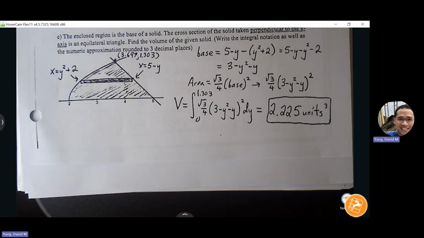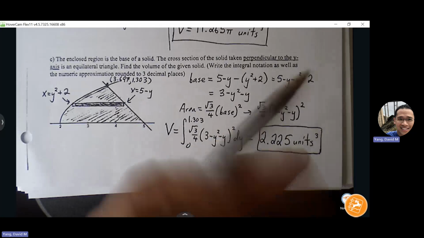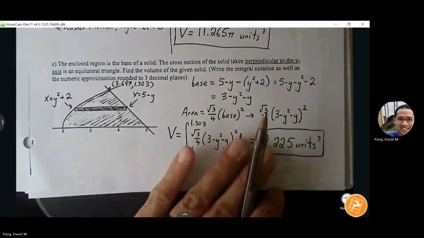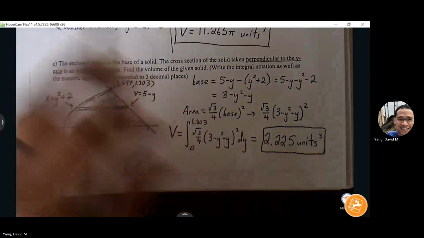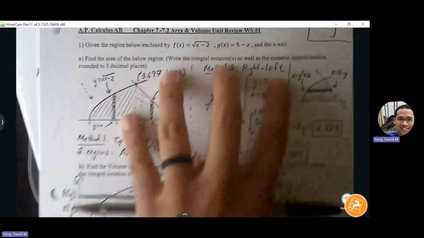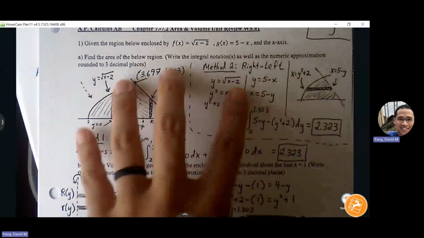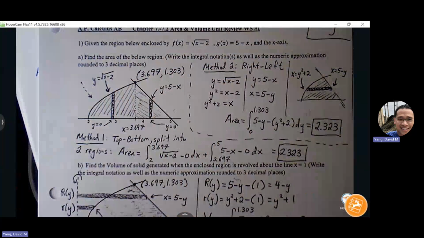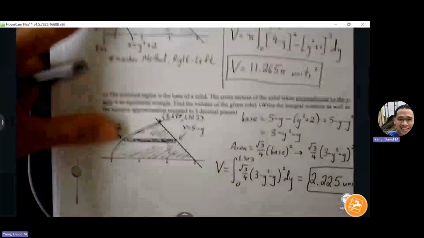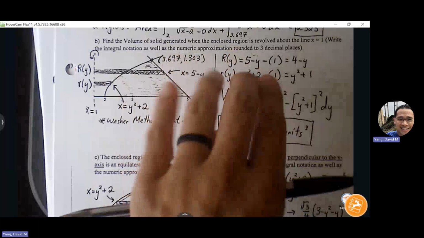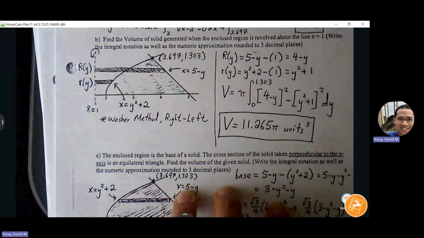They're all going to be mixed. We have to be able to identify whether it's area, disk method, or washer method. I mean, it'll be obvious in terms of, is it area or volume? Because the problem will say, okay, find the area, then you just know it's going to be either top minus bottom or right minus left. Now for volume, it'll tell you that it's finding volume, but then you've got to decide, is it disk method or washer method, or is it cross section?